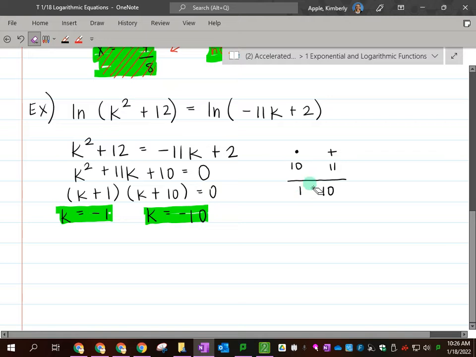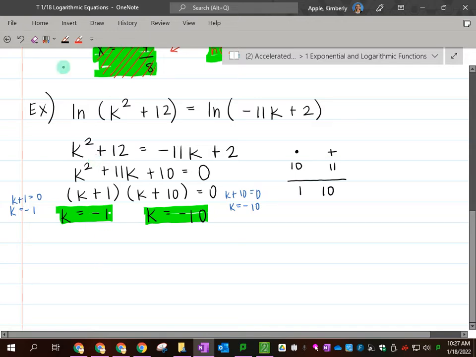All right, so then those 2 numbers are 1 and 10. So one factor is k plus 1, and the other factor is k plus 10. Just taking these 2 numbers and placing them here. Then we set each factor equal to 0. So really the intermediate step here is k plus 1 equals 0, k equals negative 1, and the intermediate step here is k plus 10 equals 0, and then you'll get k equals negative 10. Better? Okay.